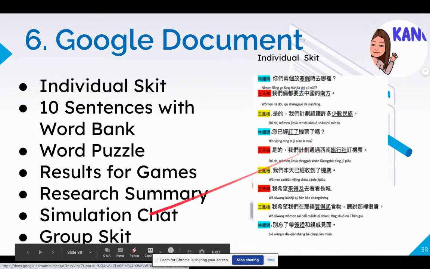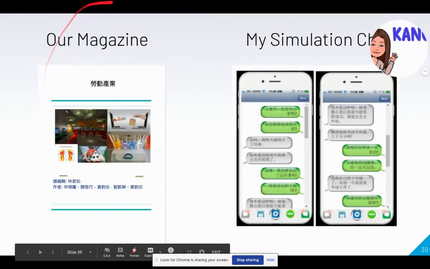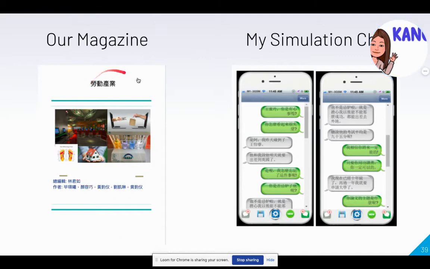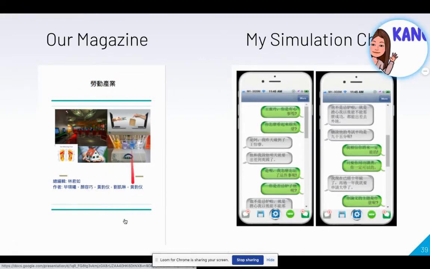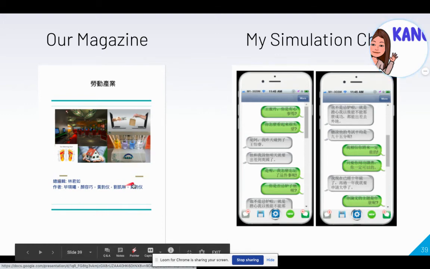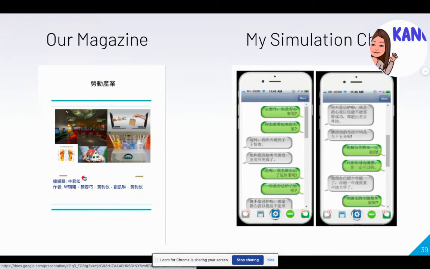And this is an example of an individual skit. You can always take a look by clicking the image. See, this is their presentation of a word magazine using Google Slides. I give them a template. They have to create the slides and decide who is the editor in chief and who are the writers, and each group shows their article. You can click the link and see their magazine.